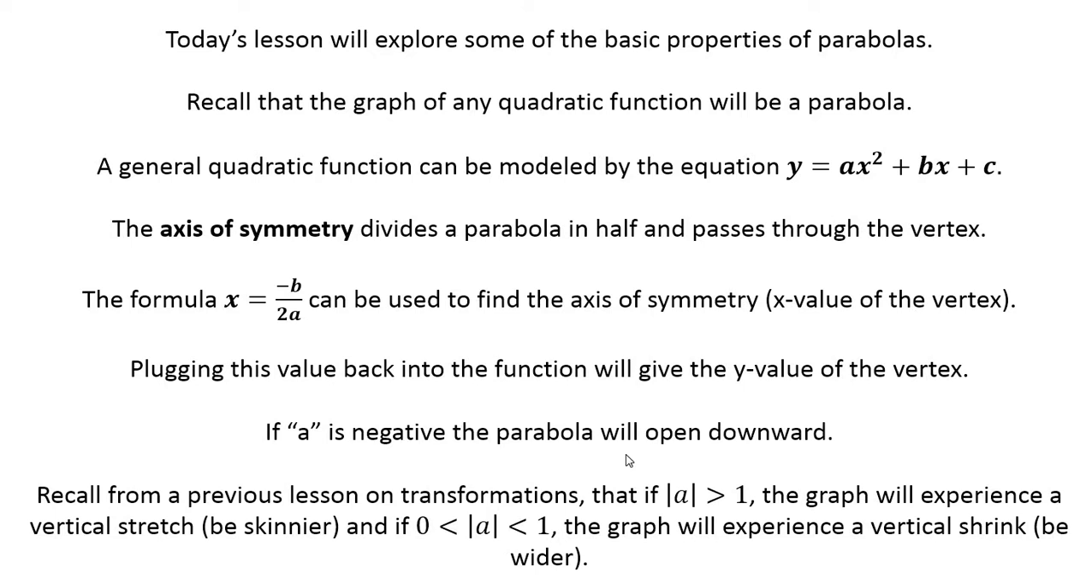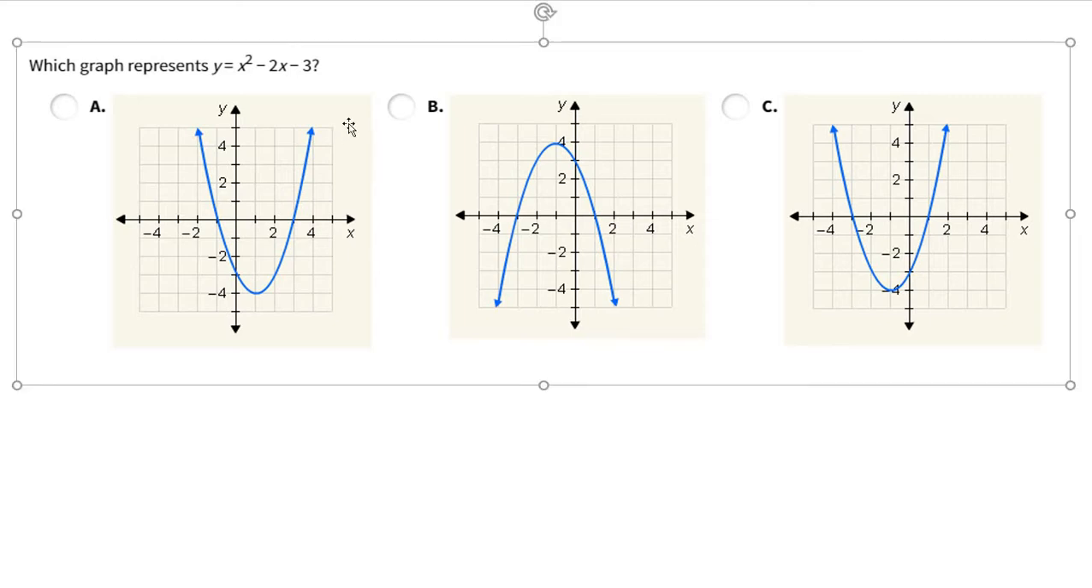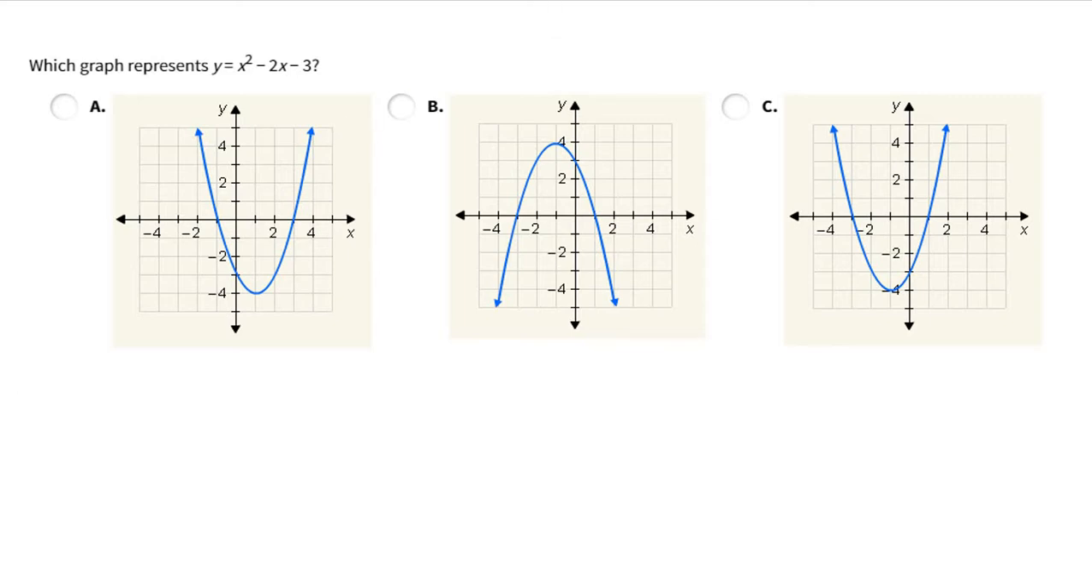Okay, those are really the big ideas we're going to explore today. Let's go look at a couple examples together, types of problems you're going to run into. So, which graph represents this function? x squared minus 2x minus 3. Well, one thing you could do, by the way, is always just go to Desmos.com and graph this and see which one matches. Not a bad strategy, by the way. But I want to show you how we can figure this out.